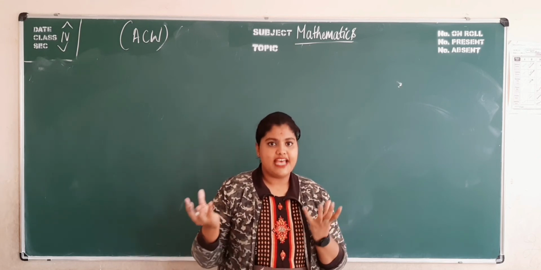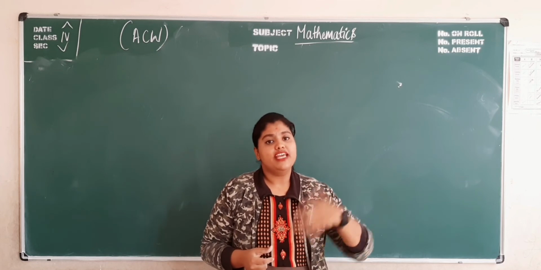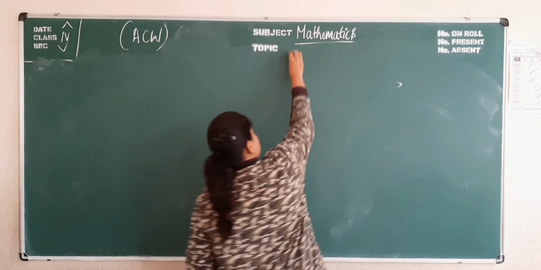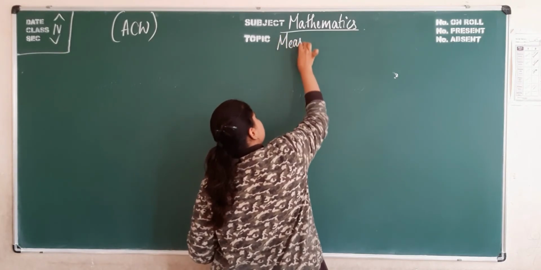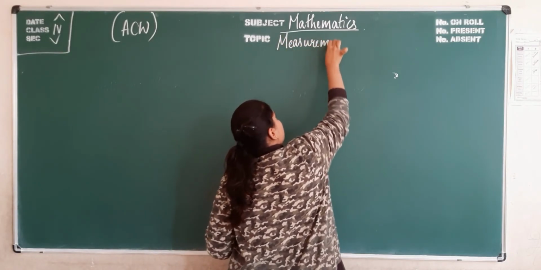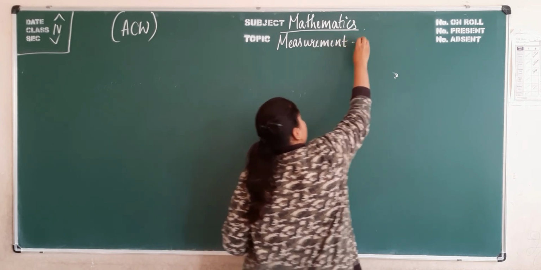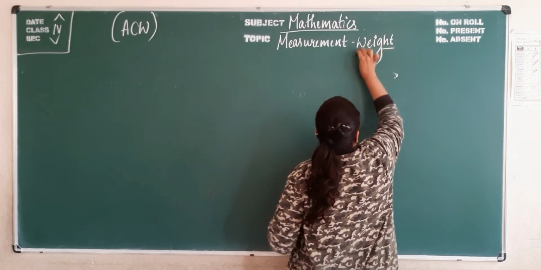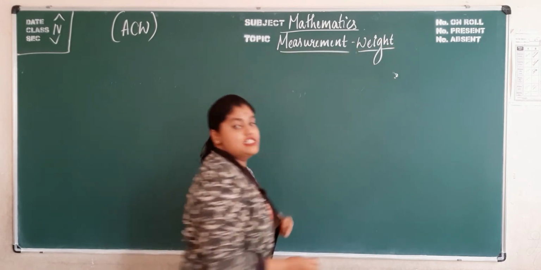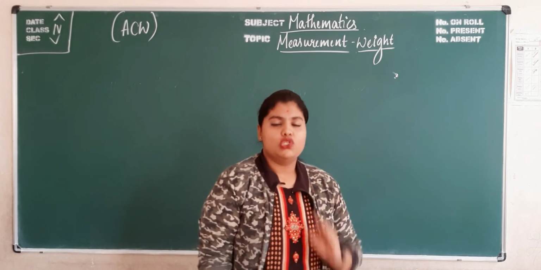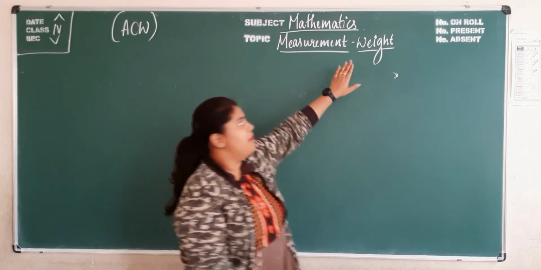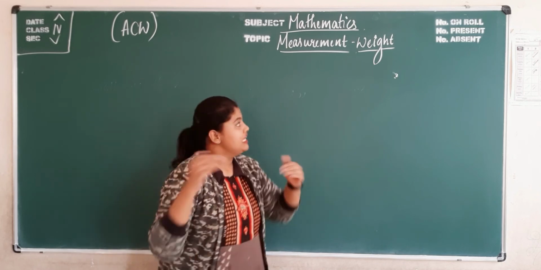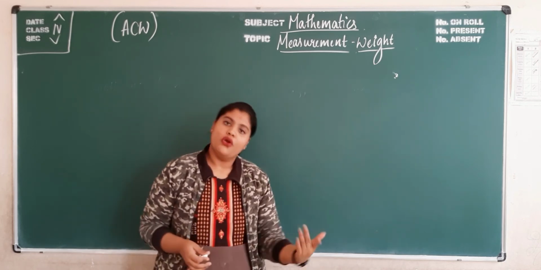So your next chapter is measurement. So the next measurement you are learning is weight. So next measurement chapter you are having, that is weight. So write down the topic, that is your next lesson, that is measurement weight. So in this chapter you will be learning about weight. In the previous chapter we learned about the one measurement, that is length. Here in this chapter you will be learning about weight.